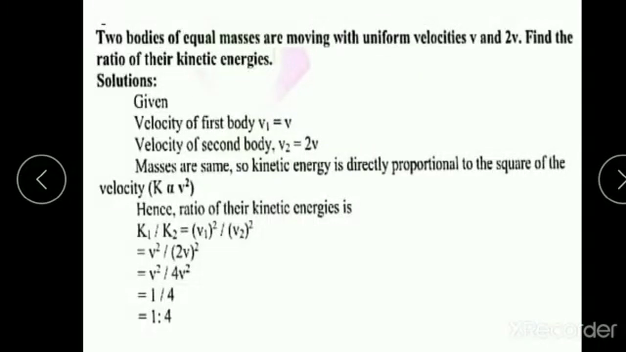In today's class we are going to solve some of the numerical problems. We'll see the first one. Two bodies of equal masses are moving with uniform velocity v and 2v. Find the ratio of their kinetic energy.